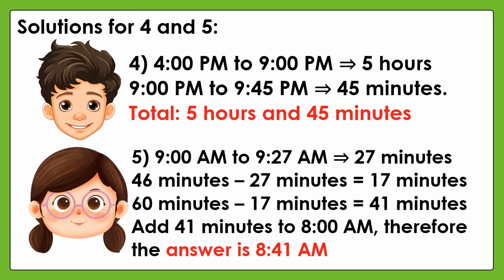Number 5, 9 o'clock a.m. to 9:27 a.m. is 27 minutes. 46 minutes minus 27 minutes is equal to 17 minutes. 60 minutes minus 17 minutes is equal to 41 minutes. Add 41 minutes to 8 o'clock a.m. Therefore, the answer is 8:41 a.m.